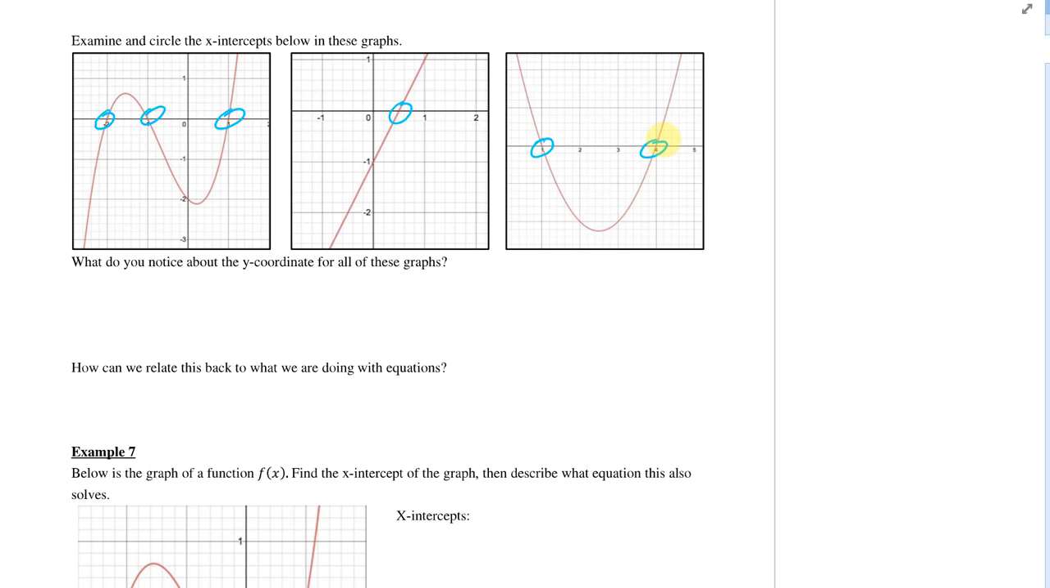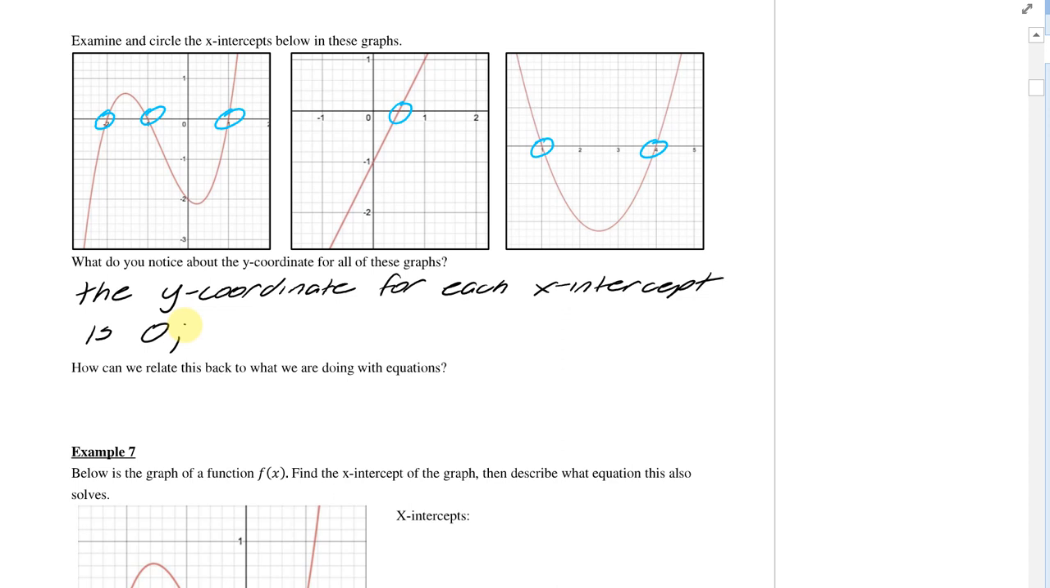Now, what I want you to do is think for a second. This is not going to be totally obvious at first. In looking at this, what do you notice in common about the y coordinate of all of these points? I want you to pause and think about this for a second. So the y coordinate for each of these, if I'm crossing the x-axis, is actually equal to 0.